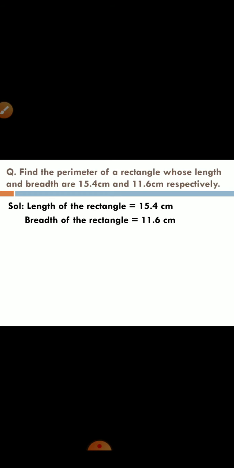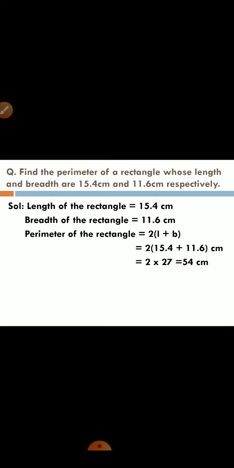Now come to the question. Find the perimeter of a rectangle whose length and breadth are 15.4 cm and 11.6 cm respectively. So the length of the rectangle is 15.4 cm and the breadth is 11.6 cm. We will use the formula 2 into (length plus breadth). We will substitute the values of L and B in the given formula. When you add, you will get 2 into 27, that is 54 cm. So 54 cm is the answer of this question. Means we are getting the perimeter of the rectangle as 54 cm.